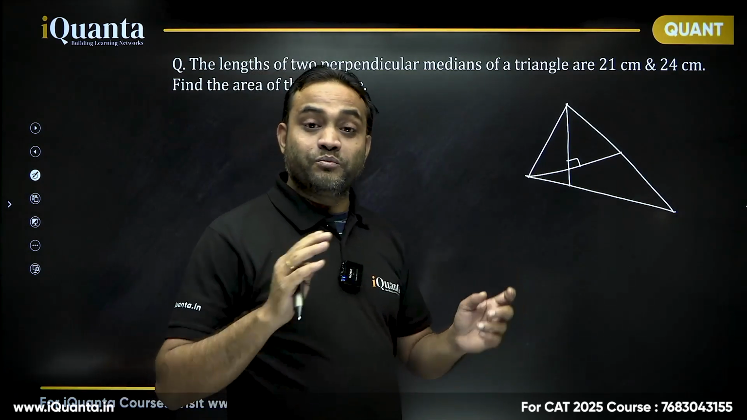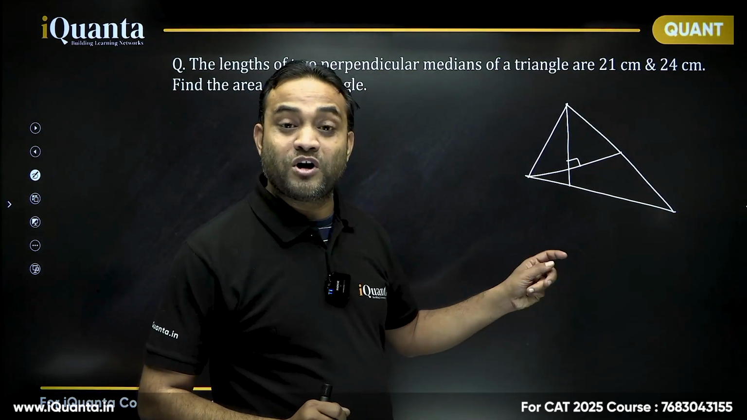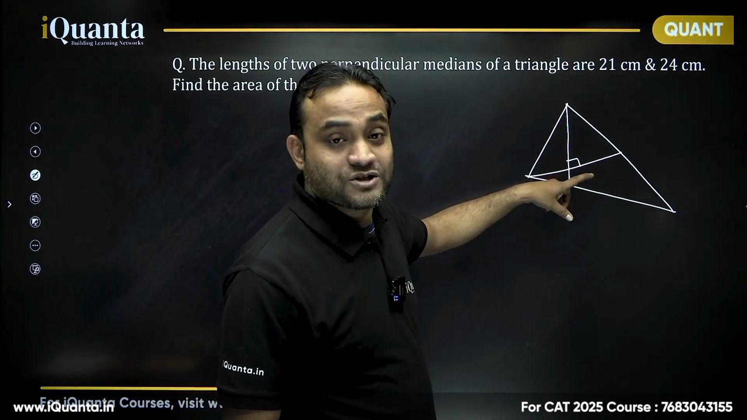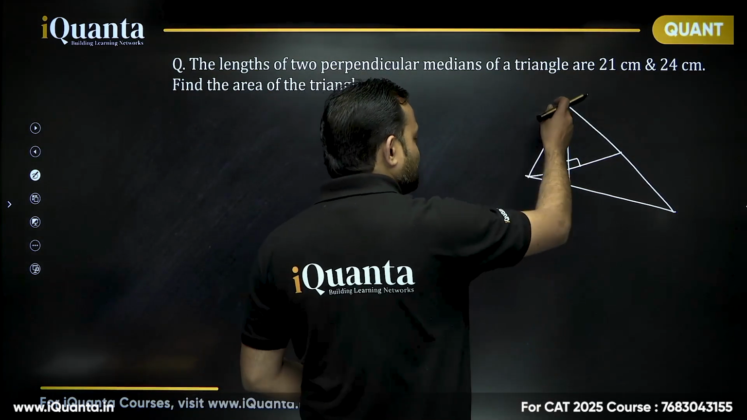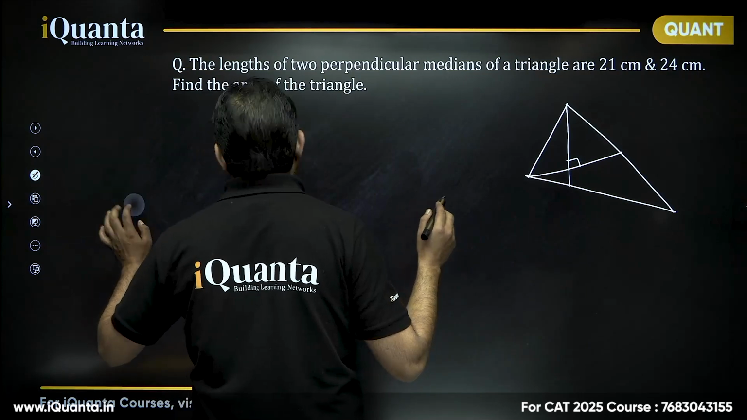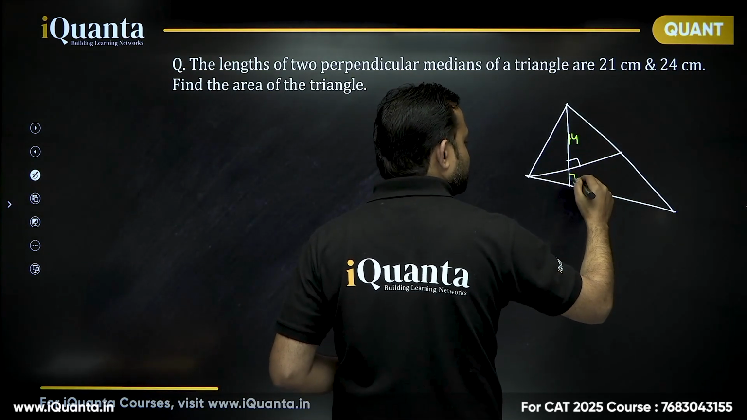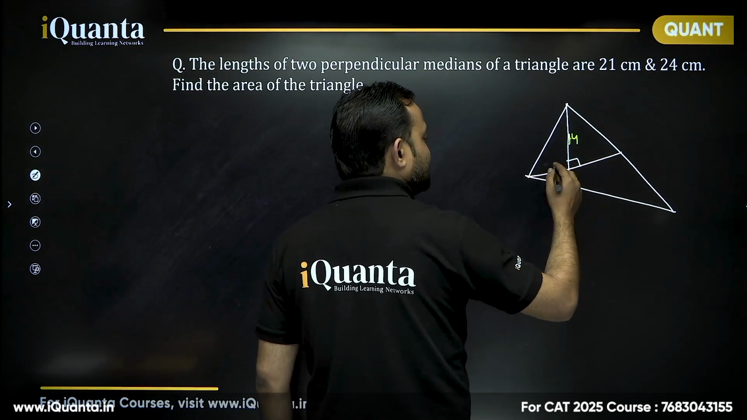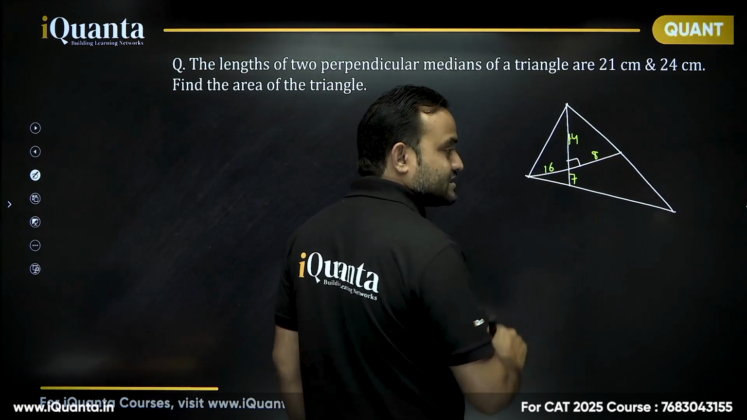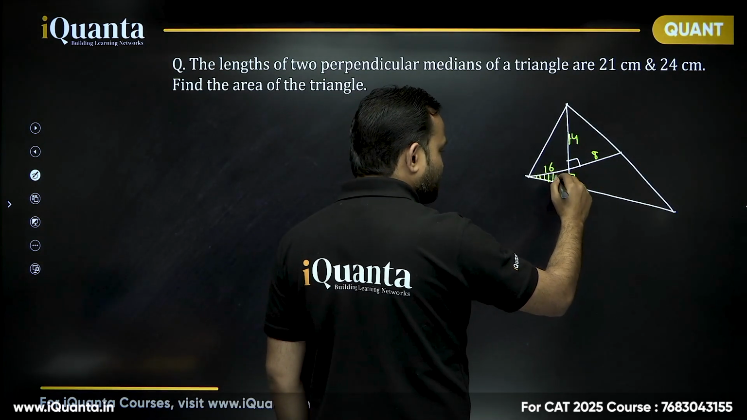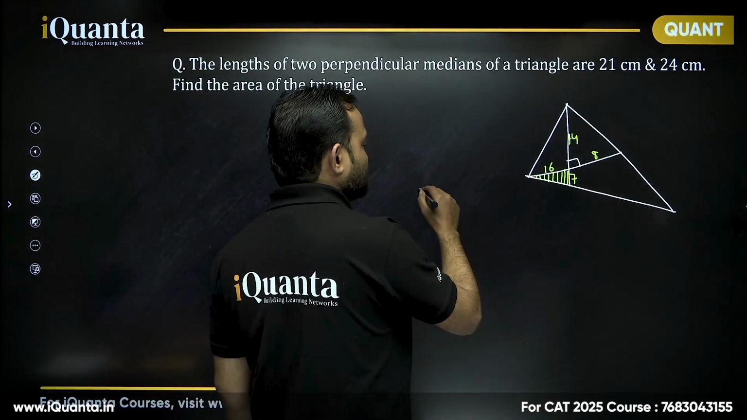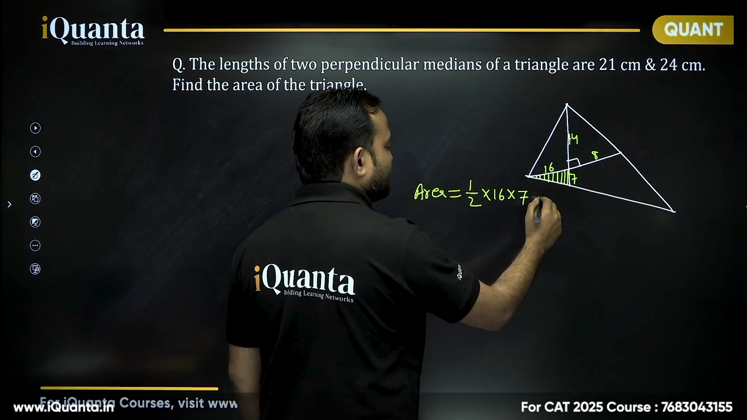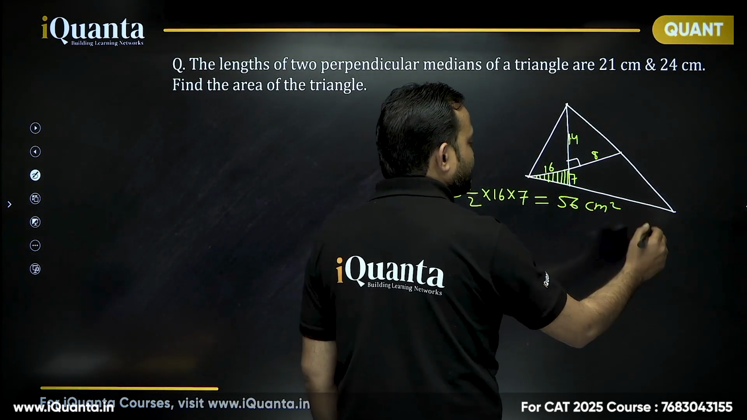Whenever two medians meet at some point, we call that point the centroid, and a centroid divides the median into a 2:1 ratio from vertex to base. So let's say if this one is 21, can we say that this length will be 14 and this length will be 7? Similarly, if this median is 24, then this length will be 16 and this length will be 8. So if we talk about this triangle, what will its area be? The area of this triangle will be 1/2 into 16 into 7, which is equal to 56 centimeter square.